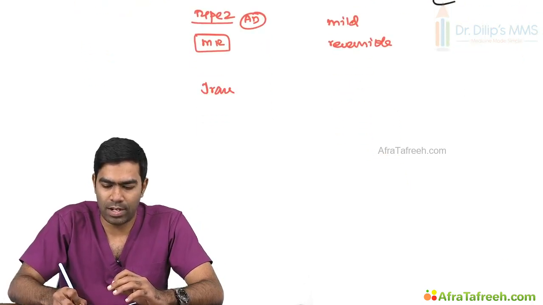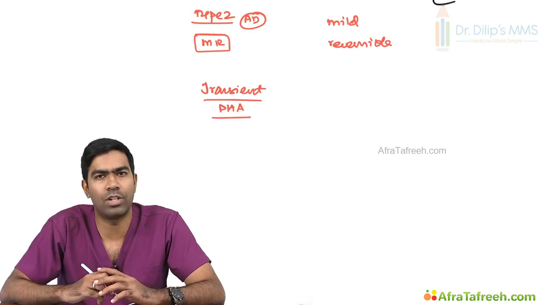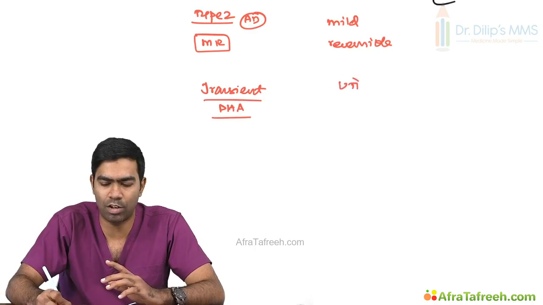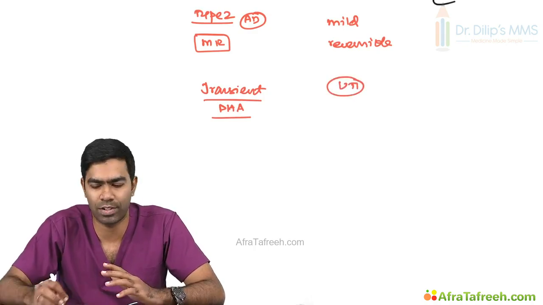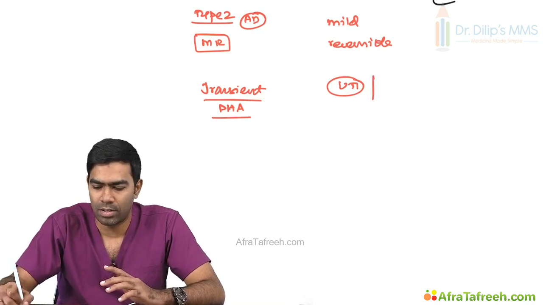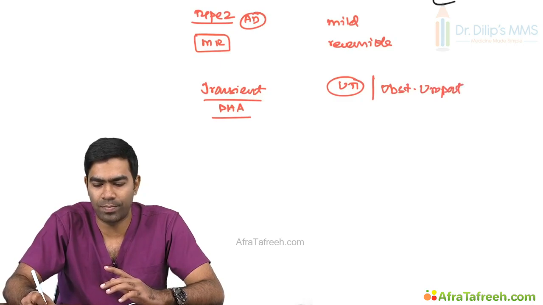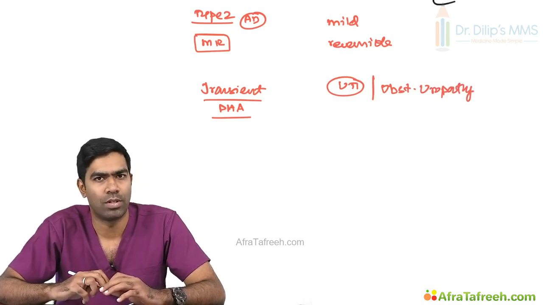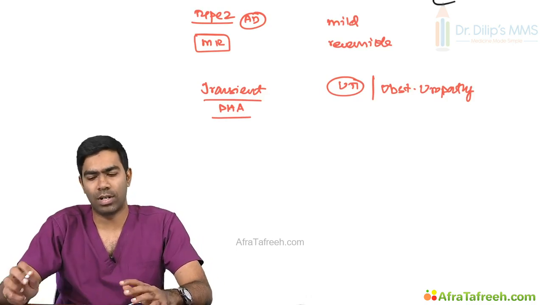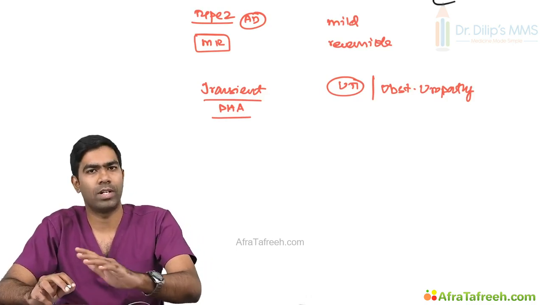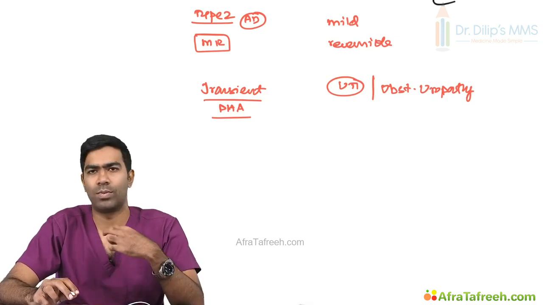And finally, you have a transient pseudo-hypoaldosteronism, transient PHA. It usually happens in the setting of pyelonephritis, that is upper urinary tract infection, and in the setting of obstructive uropathy, where there will be severe resistance to aldosterone by the tubules. But this is completely reversible once you relieve the obstruction in case of obstructive uropathy and treat the pyelonephritis with appropriate good antibiotics.